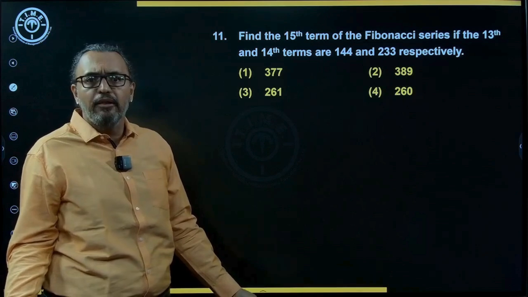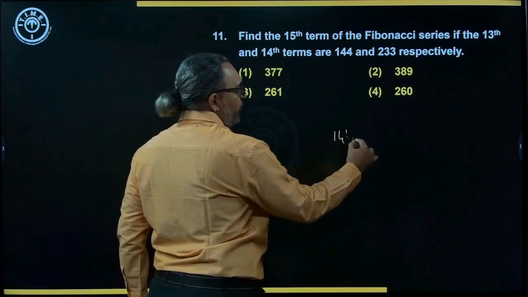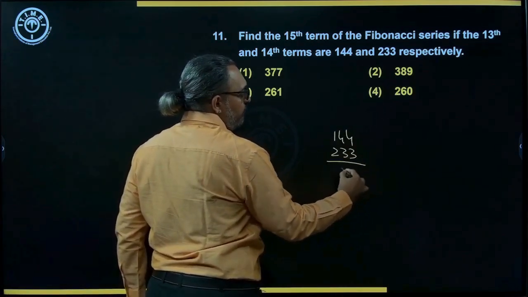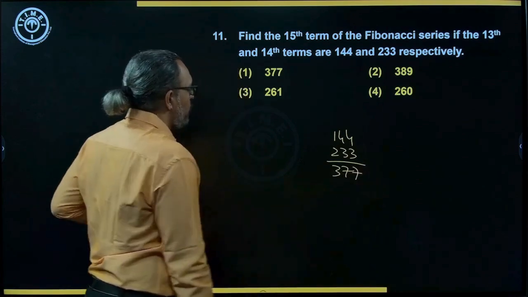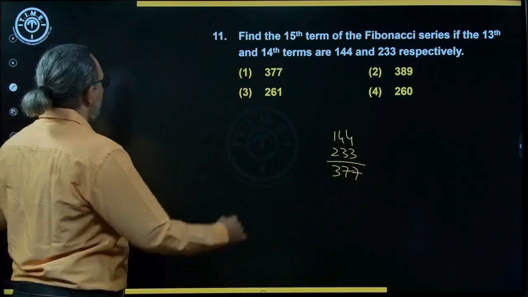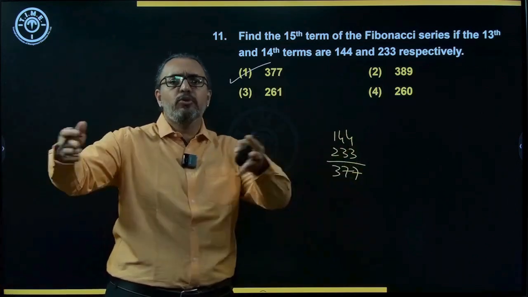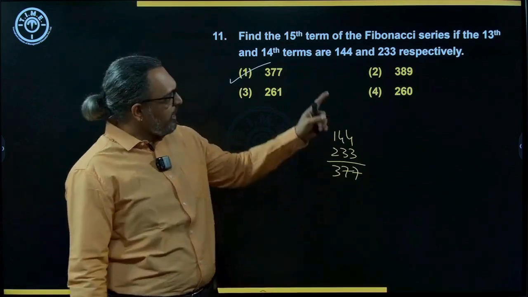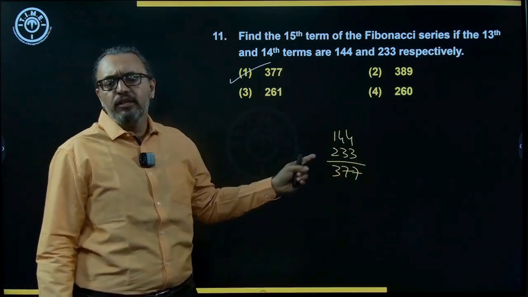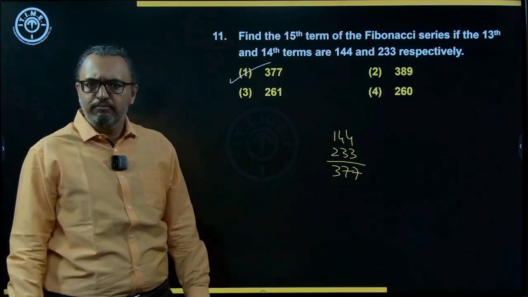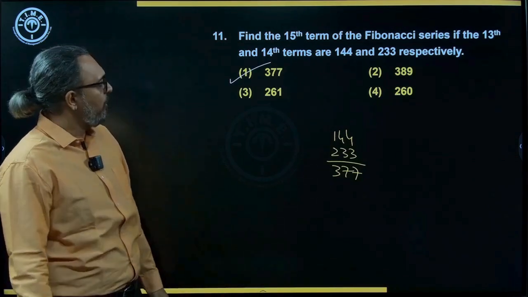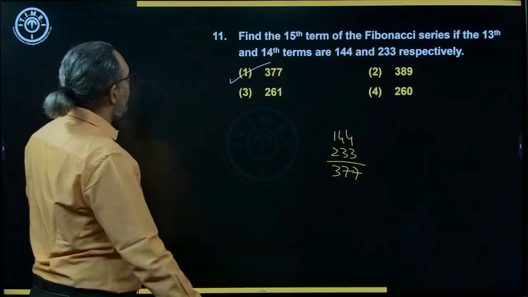You simply have to add them. So I add 144 and 233. So basically you will have 377 and that is what you choose. That's available in the first option. Correct? That is the logic for Fibonacci series. Add the previous two terms to get the next term. So he's asking 15th term, 13th and 14th are given. You add it, you will get your 15th term. Okay? Yeah. So choice 1. Right.